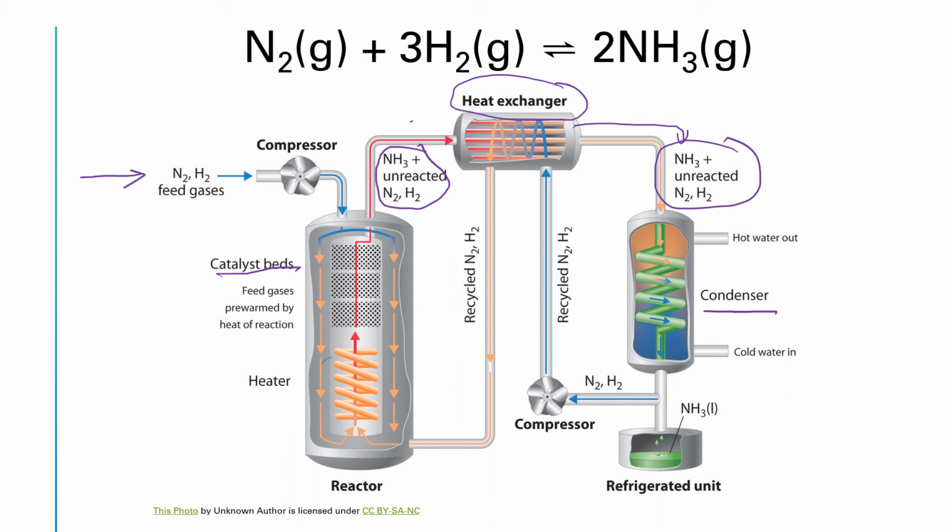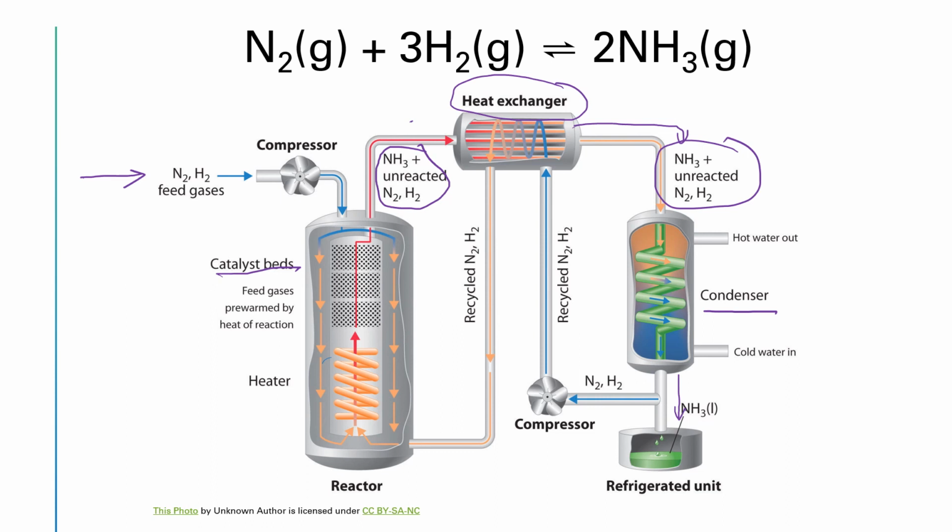Ammonia has a much higher boiling point than either nitrogen or hydrogen. So if you start cooling this to where it is below the boiling point of ammonia, but still above the boiling point of nitrogen and hydrogen, then ammonia will condense out, but nitrogen and hydrogen remain in the gas phase. So as the gases pass through this condenser that's really, really cold, the ammonia will turn into a liquid, and you can just use gravity to feed the ammonia into this chilled unit down at the bottom.